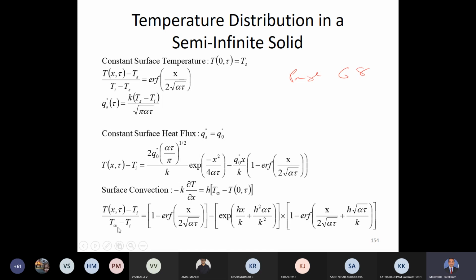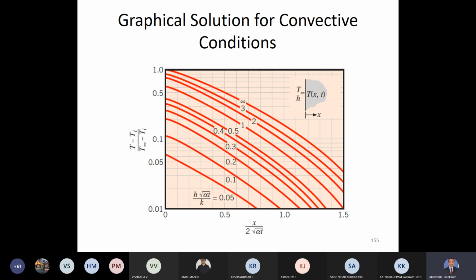And for surface convection, this is the equation, and you can see it is slightly even more complicated compared to the first one. Because these are complicated, people have developed graphs. These are called the graphical solutions. These graphical solutions are applicable for semi-infinite bodies, not infinite bodies. You can see on the x-axis you have x by root alpha t, which is one parameter, and the curves are plotted as a function of h root alpha t by k. This t is the time here, not the temperature.